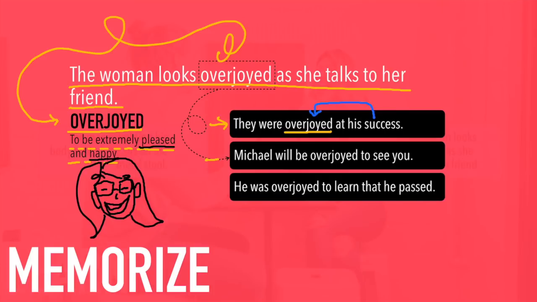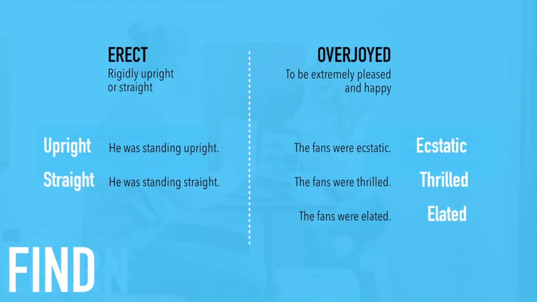Second, we have, Michael will be overjoyed to see you. So again, seeing you is going to make him happy or pleased. And finally, we have, he was overjoyed to learn that he passed. So learning that he passed made him feel happy, pleased, or overjoyed. All right, now the last part of our equation is F, find. So we have each of the words right here, erect and overjoyed. Remember again, L plus M plus F. So let's find some synonyms, okay?